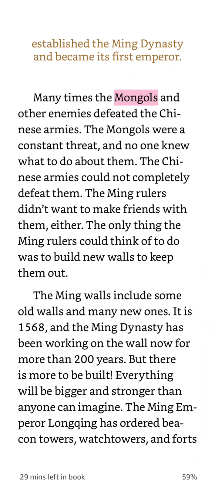It is 1568, and the Ming Dynasty has been working on the wall now for more than 200 years. But there is more to be built. Everything will be bigger and stronger than anyone can imagine. The Ming Emperor Longqing has ordered beacon towers.